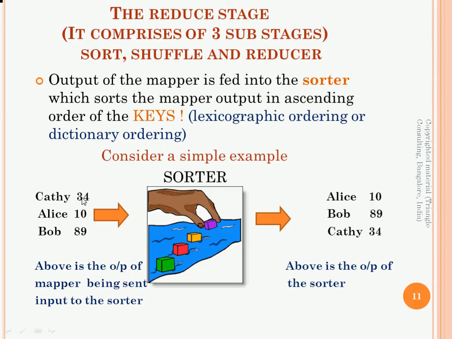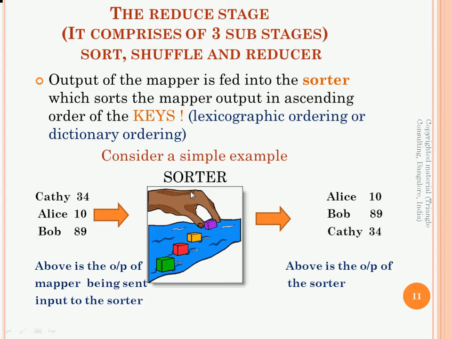Don't confuse that keys are separate and values are separate. Of course they appear separate, but the key and value are associated together as a single entity. When you sort them, they get sorted as a single entity. Katie, Alice, and Bob are the keys. The sorter tries to sort them in alphabetical order, so the output would be Alice, Bob, and Katie.